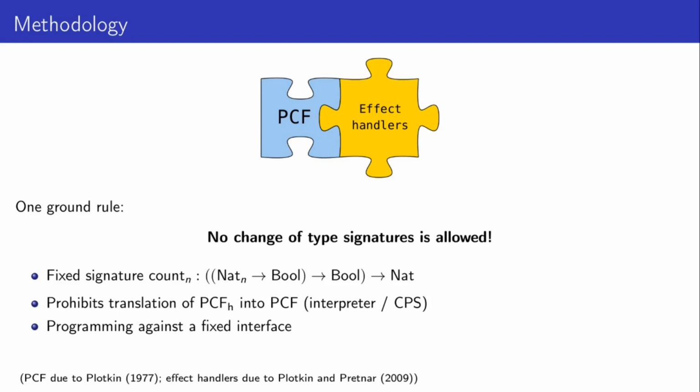I will elaborate a bit on our methodology. We impose one important rule, namely that the type signature of generic count is fixed. That is, no implementation in PCF or PCF with effect handlers is allowed to change the type signature of generic count. A consequence of this rule is that it's not possible to translate PCF with effect handlers into PCF, say, by way of an interpreter or CPS translation. This way, we really get to study the essence of the power provided by effect handlers. Moreover, this rule is also reminiscent of the restriction that programmers are faced by every day when they program against an interface, so we do consider this to be a reasonable rule.